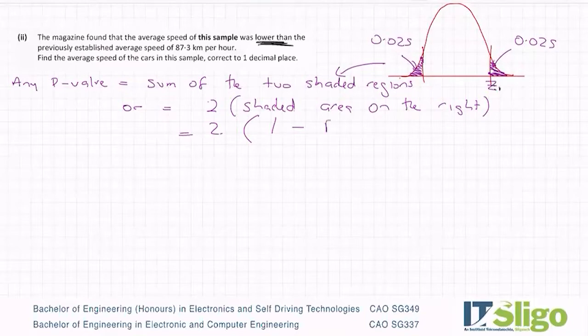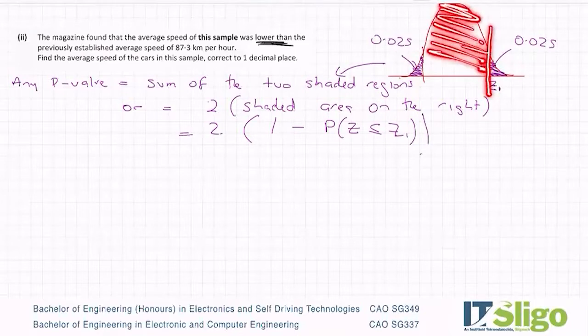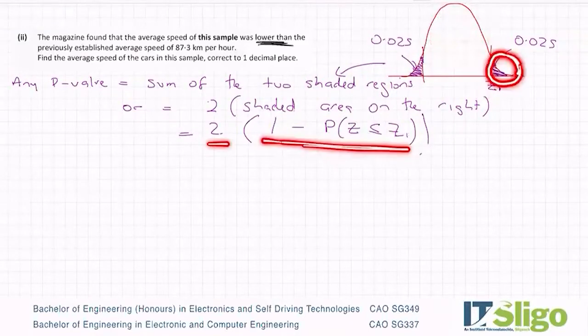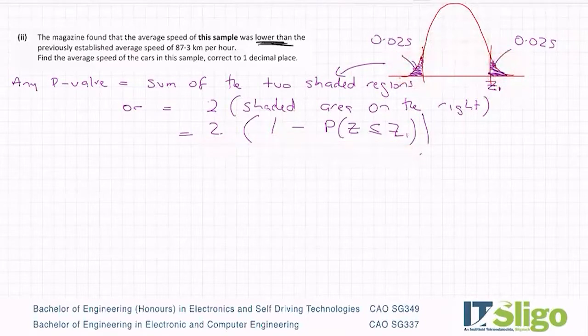It's twice 1 minus the probability that Z is less than or equal to Z1. Okay, so to explain that, what I look up in the table is this Z1 score, and I'll get this area. I have to subtract it from 1 to get this area, and then multiply it by 2 to get my p-value. Okay, so that's how you find p-values.